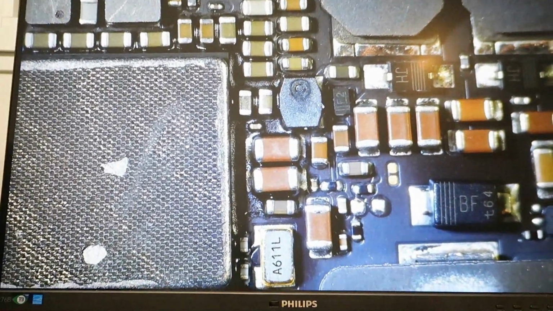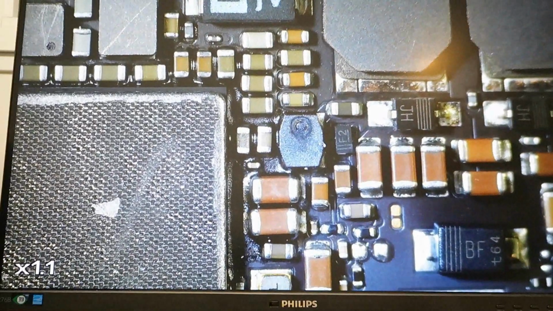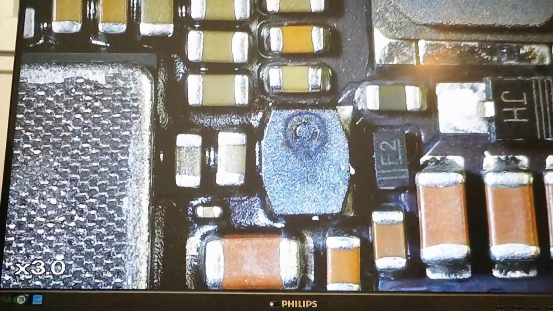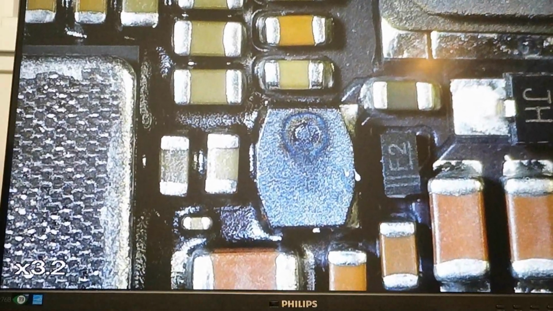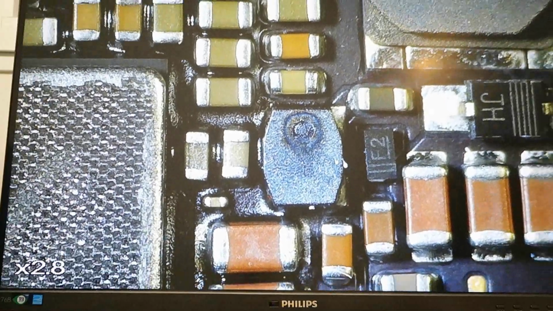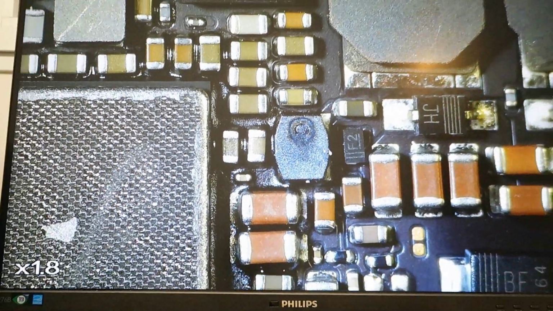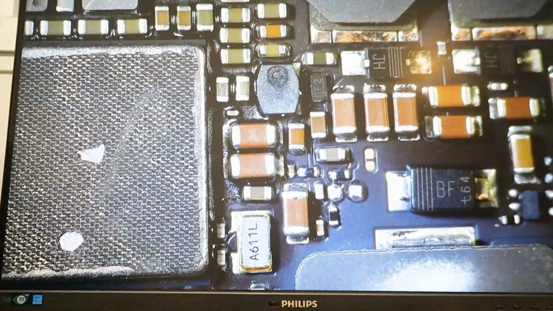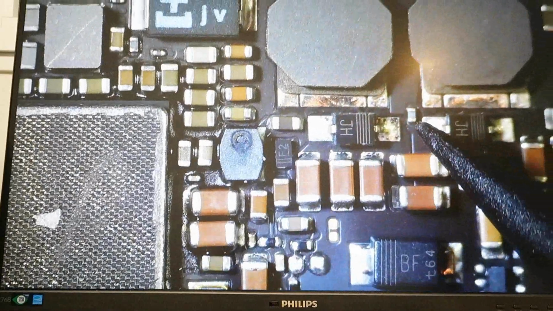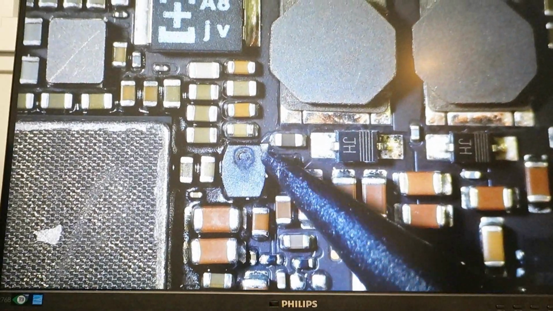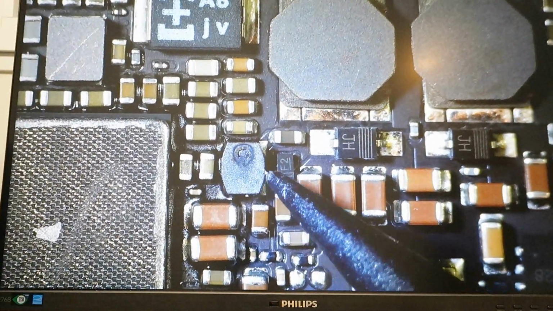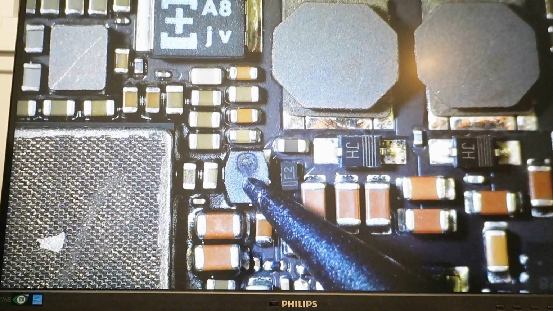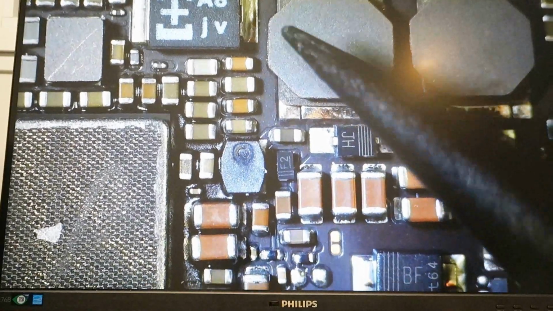Let's try to zoom in. Yeah, it doesn't look like part of the part, it looks like it is broken. So probably this is the problem that I had. Good to know. If someone is familiar with this coil here and knows if it's okay or not, leave it in the comment below this video.